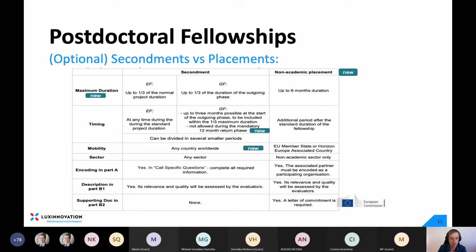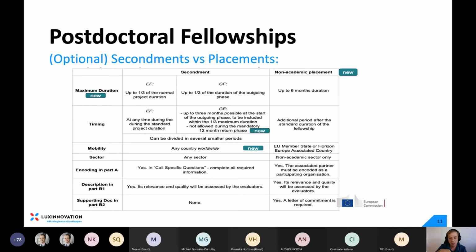So that's new, that's longer than it was before. It can be in one go. You can take this entire 8 months. You can split them in several parts throughout your proposal, your project. And you can spend them at different places. It doesn't have to be always the same secondment.